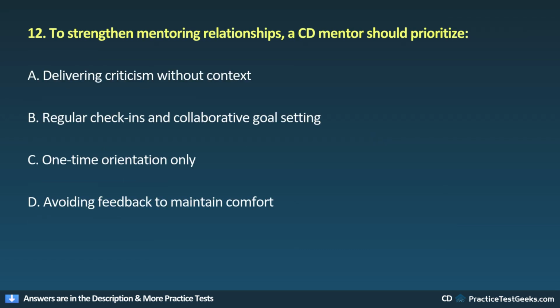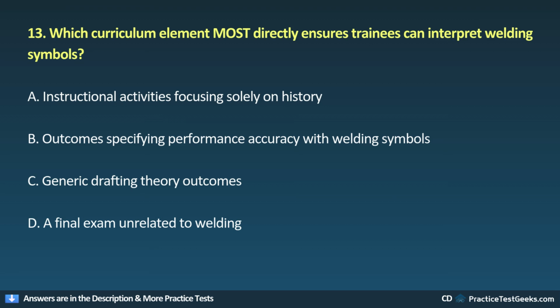12. To strengthen mentoring relationships, a CD mentor should prioritize: A. Delivering criticism without context. B. Regular check-ins and collaborative goal setting. C. One-time orientation only. D. Avoiding feedback to maintain comfort.